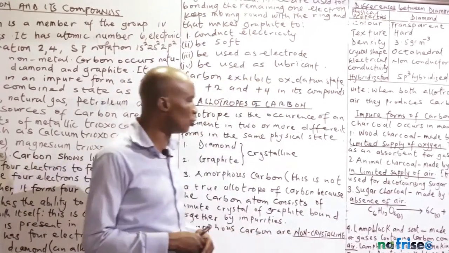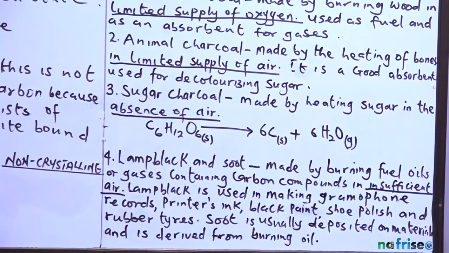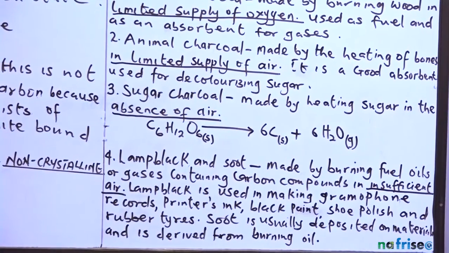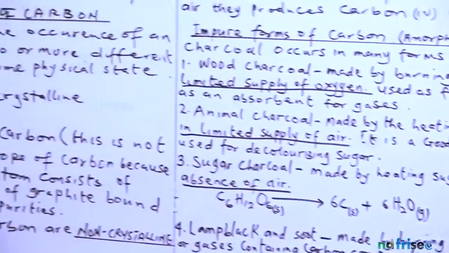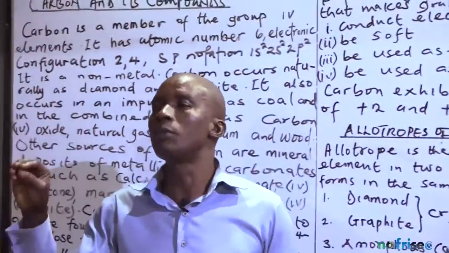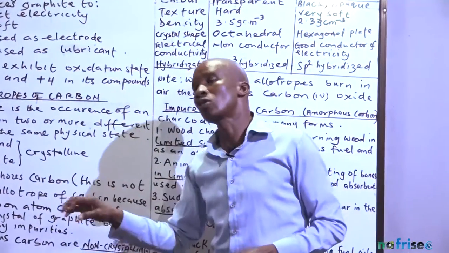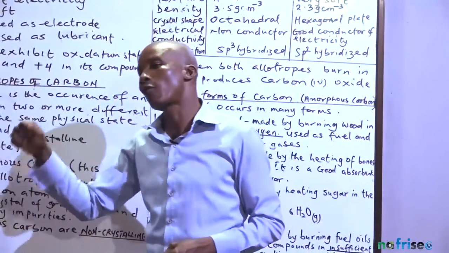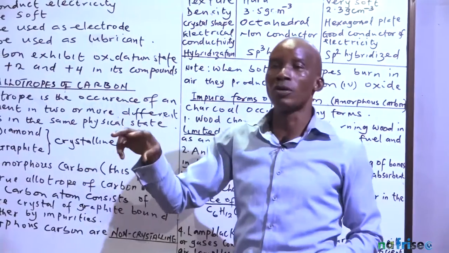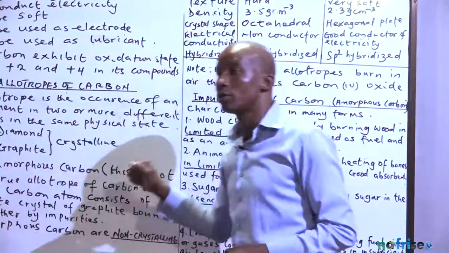Now, talking about soot. Soot is usually deposited on material and is derived from burning oil. When you allow oil to burn, you see soot that is deposited on its surface. The soot is always formed when you allow fuel or oil to burn. You see the deposit called soot.